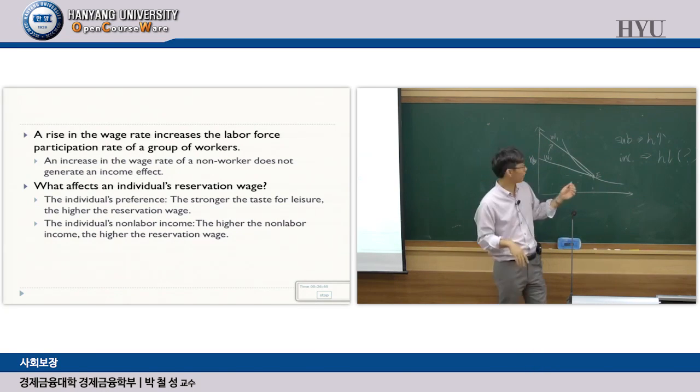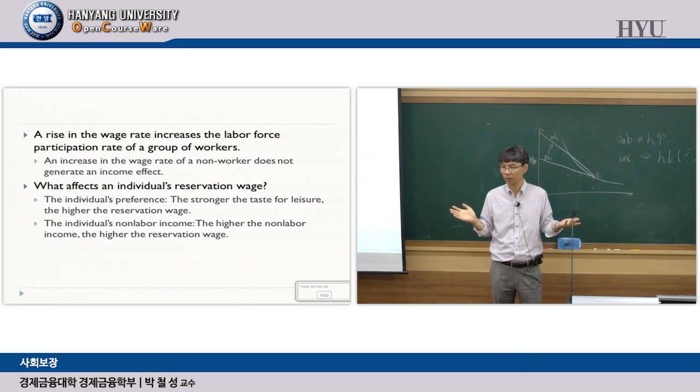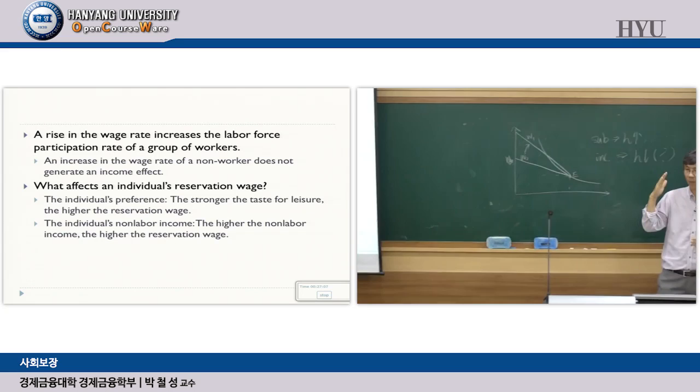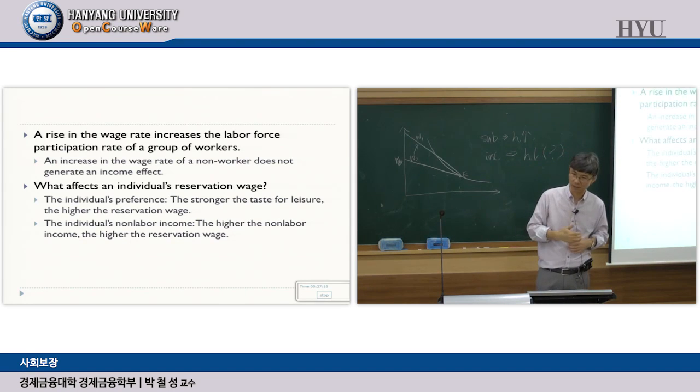But normally if the person was working and their wage goes up, then even if this person doesn't change anything, the income will increase. Right? But since this person is not working at all, there is no income effect. Okay? So when the wage goes up, for individuals who are already working, we cannot say for sure whether that person is going to work more or work less.